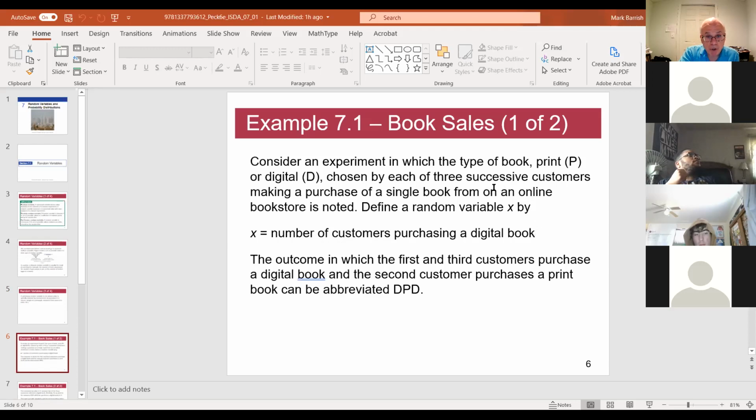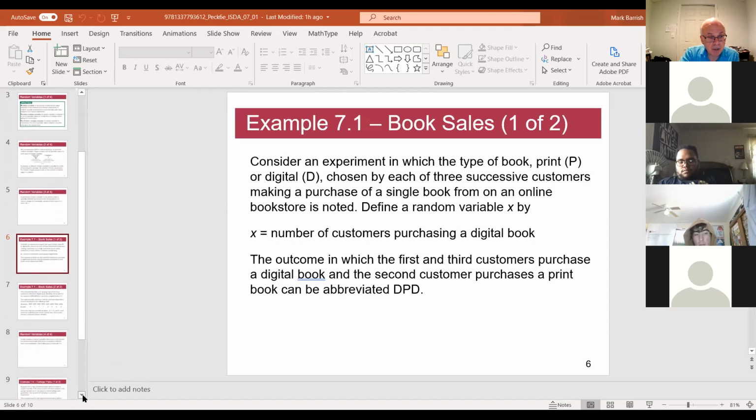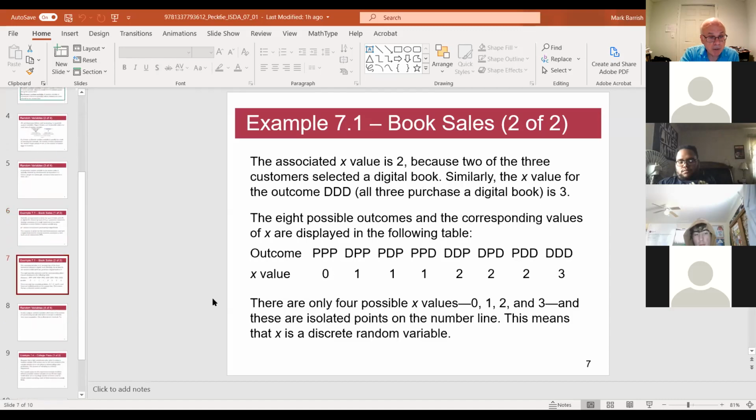Well, it could be that the 3 successive customers all purchase what? Printed books. So the answer would be 0. It would be none of them purchased a digital book. So it's 0, 1 book was purchased, 2 books are purchased, or all 3 are purchased. All right? So 0, 1, 2, 3 are all the possible answers to this question, the number of customers purchasing a digital book. Because there's only 3 customers, it has to run from 0 to 3. Okay? So that's how you come up with your values for the random variable. Now, in many cases, they'll give you the values, but you can see here the possible X values are 0, 1, 2, 3.